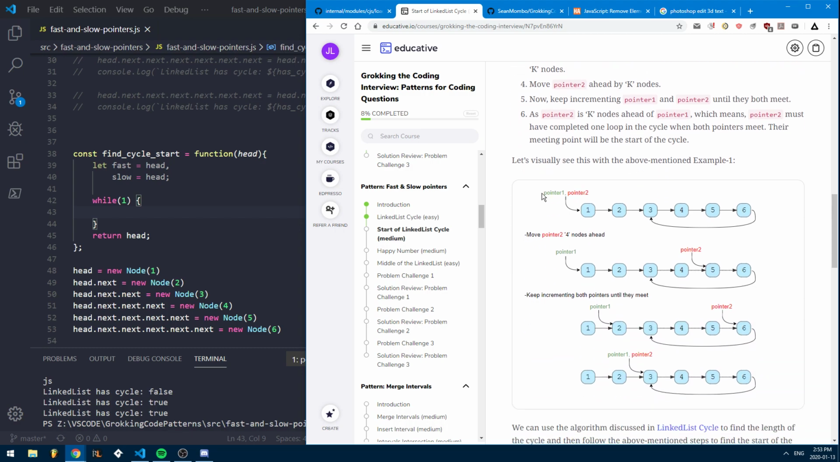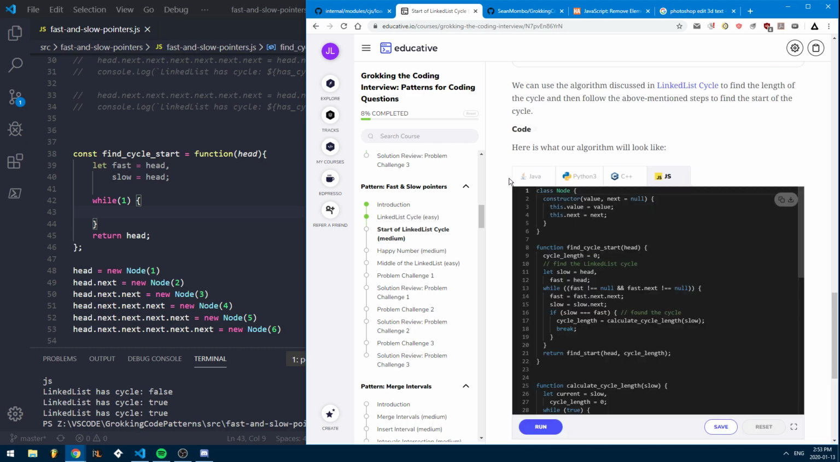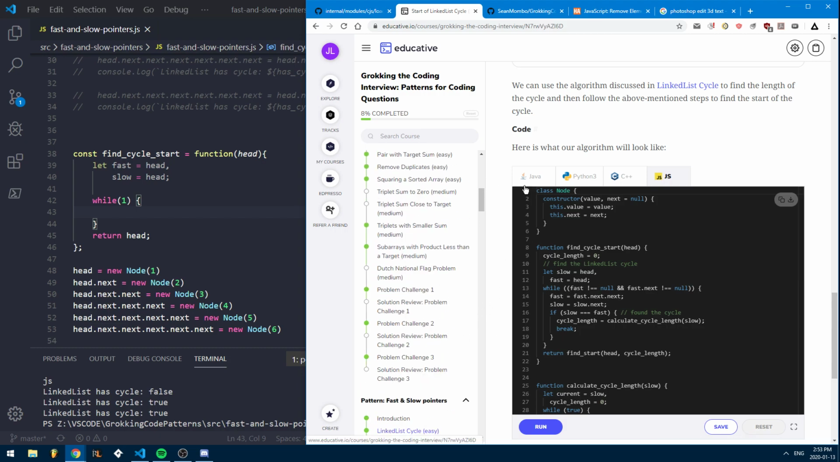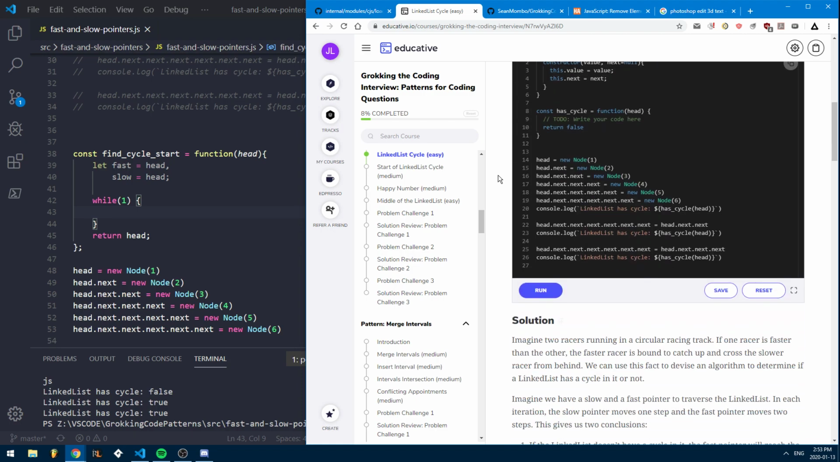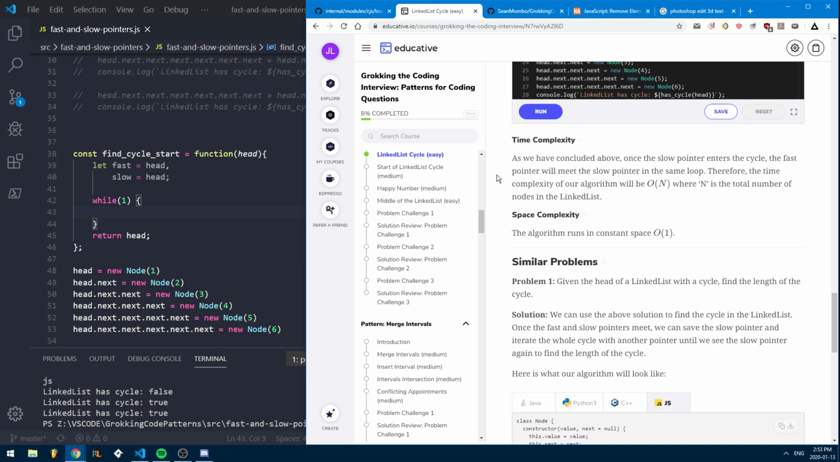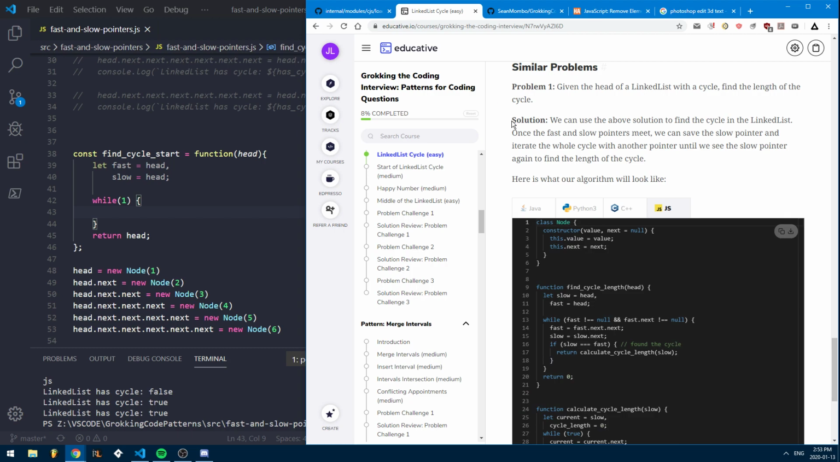This is so bizarre. If I know the length of the cycle, don't I automatically know where the cycle starts? Am I bugging? What is this guy? Find the length of the cycle. Once the fast and slow pointers meet, we can save the slow pointer and iterate the whole cycle with another pointer until we see the slow pointer again to find the length of the cycle.